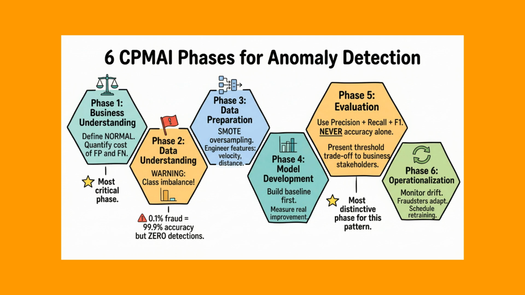Phase 5 is model evaluation. Never use accuracy as your primary metric with imbalanced data. Use precision, recall, and F1 score. Present business stakeholders with threshold options, showing projected false positive and false negative rates with their estimated costs. This is a business decision, not a technical one. Phase 6 is operationalization. Monitor both technical metrics and business impact continuously. Fraudsters adapt. Machines age. Network traffic evolves. Schedule regular retraining and define trigger conditions. But before that, let us examine the serious risks this pattern carries.